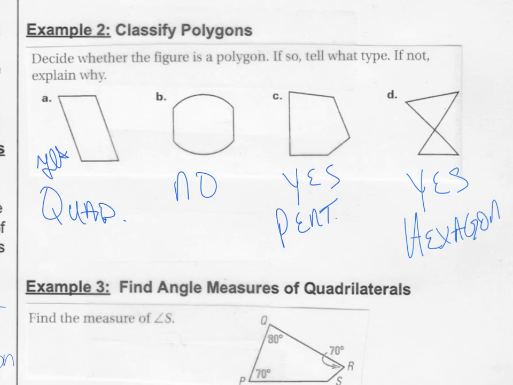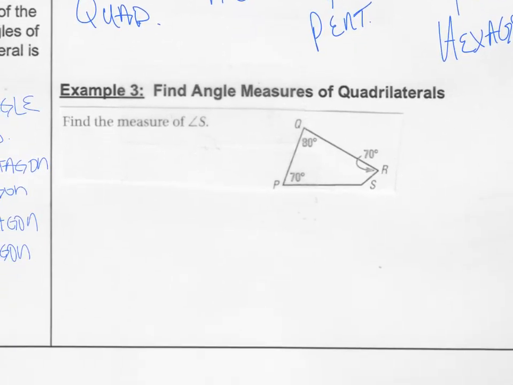Okay, pretty simple. Last example. I want to figure out what the measure of angle S is, this angle right here. We want to know how many degrees it is. Now, if you recall from that theorem, if it's a quadrilateral, all the angles have to add up to 360. Well, this is a quadrilateral, a 4-sided figure.